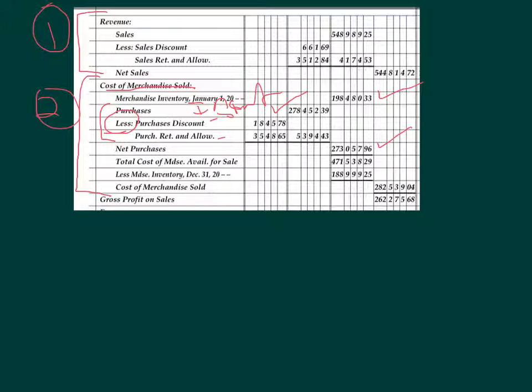Since you're doing a subtotaling, you need to place a line underneath your two purchases amount, contra accounts, add those two numbers together, $1,845.78 plus $3,548.65 to get the deduction from your purchases.